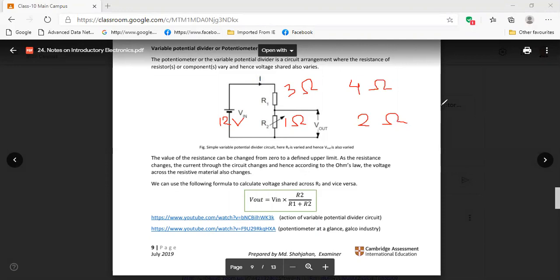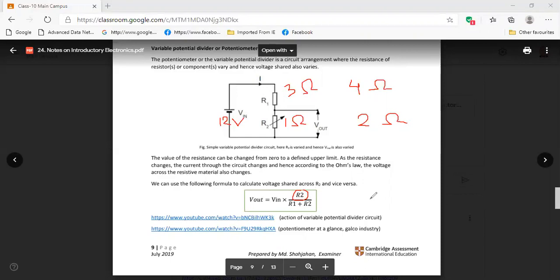Voltage across R1 will be, if it is 4, then it will be 8. 8 volts, isn't it? So if you know this formula, you can find it easily, isn't it? When you are going to find the voltage across R2, then you just give R2 here. When you are going to the upper one, only this one will be changed. If you want to get the voltage across R1, only this one is changed, isn't it? The other things are the same.